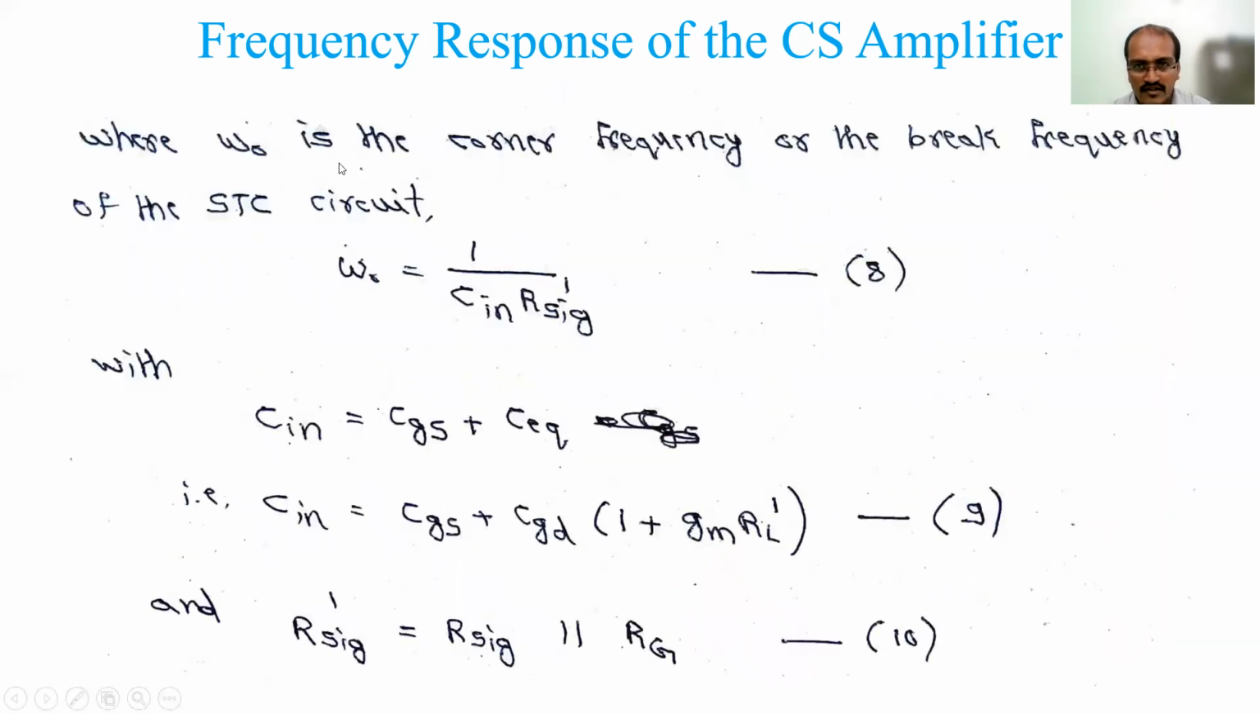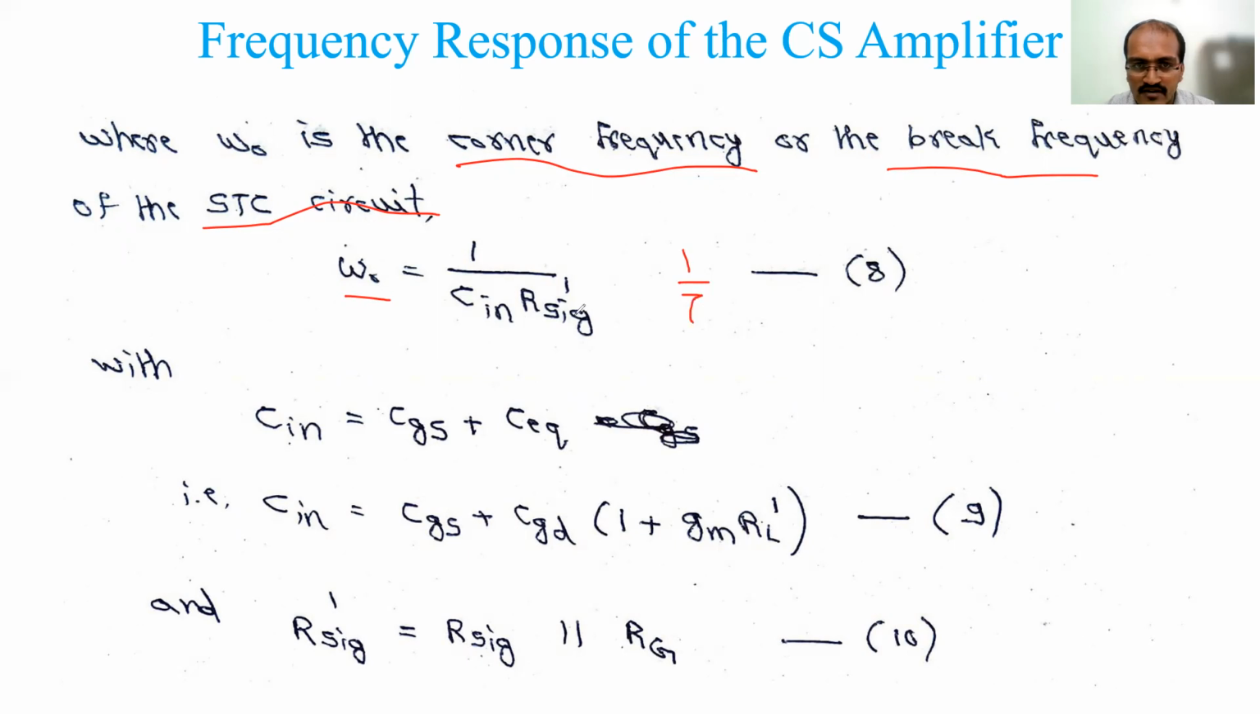So we'll list out the terms which we have used here, where omega naught is the corner frequency. Omega naught is called the corner frequency or the break frequency of the STC circuit, single time constant circuit. We have reduced the common source amplifier circuit into a single time constant circuit. That's why we are directly referring to its values. So what is omega naught here? It is nothing but 1 by tau. I have not written that. And tau is simply the time constant.